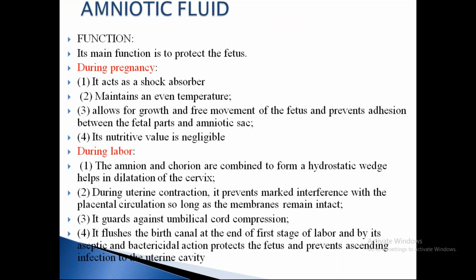It prevents compression of the umbilical cord, and it acts as a bactericide. It has a bactericidal property and protects the fetus from ascending infections. So during pregnancy, it is a shock absorber, maintains temperature, and for free movement, it prevents adhesion. During labor, it forms the wedge along with amnion and chorion for the dilatation, prevents cord compression, prevents interference in the placental circulation, and is bactericidal.